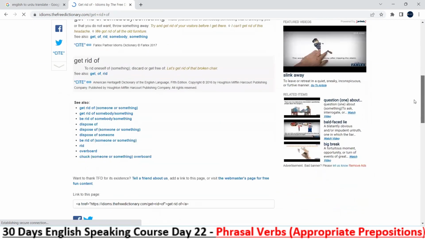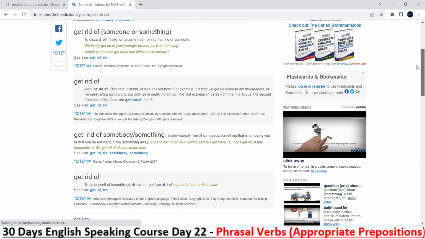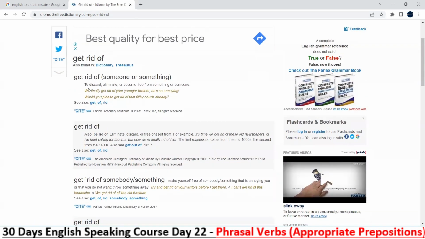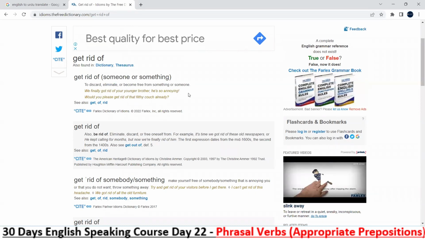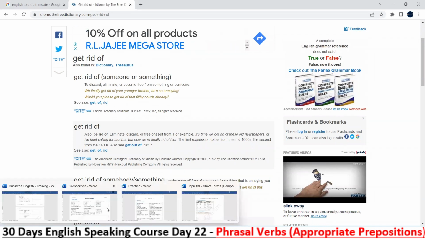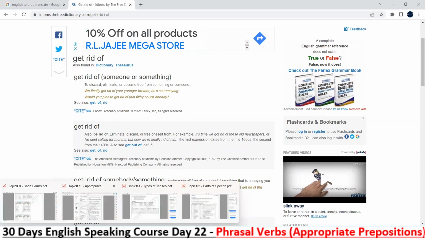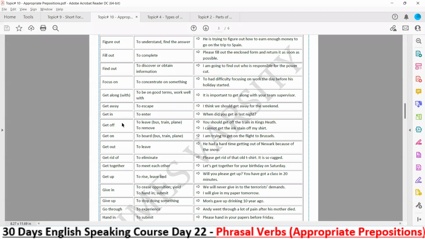Get rid of, to discard, eliminate, become free from something or someone. We finally got rid of your younger brother. He is so annoying. Would you please get rid of that filthy couch already? All right. So get rid of, to eliminate.